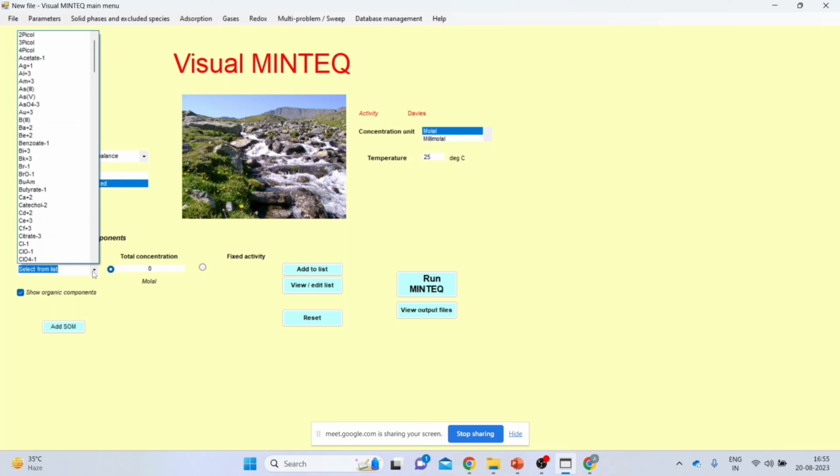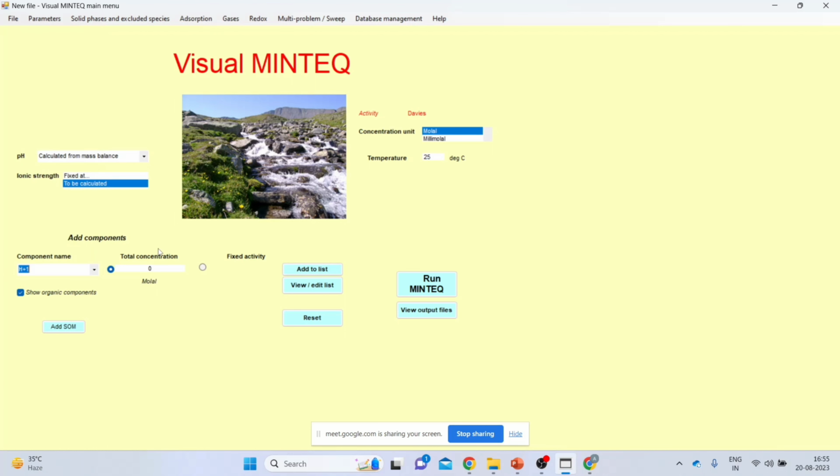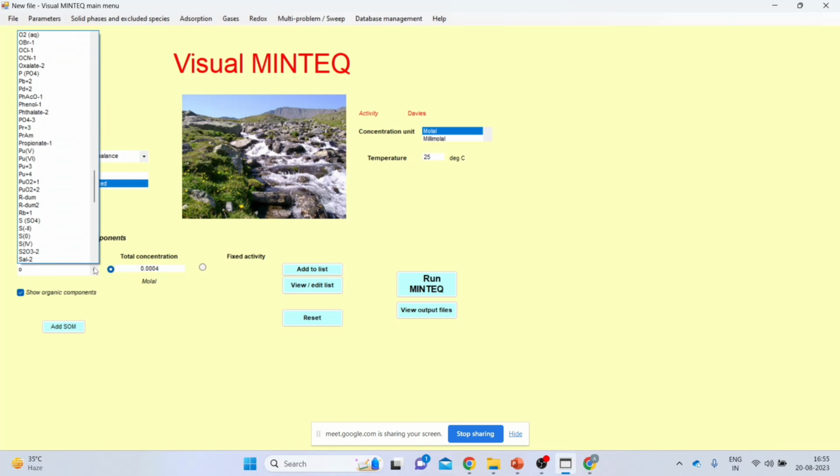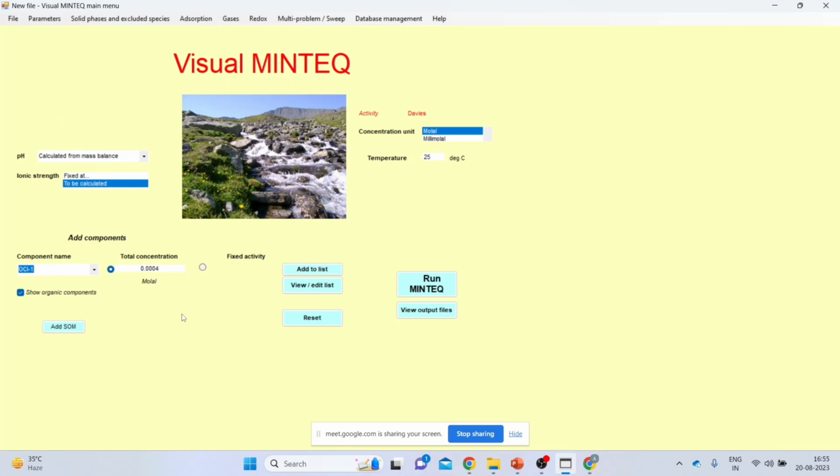Then I will add my components one by one. So my first component was H plus. So I have H plus as 0.4 into 10 raised to power minus 4, that is this. I will add it to the list. Then I have OCl minus. So OCl minus I have here. It is equal to 0.8 into 10 raised to power minus 3. So here I will add it to the list.